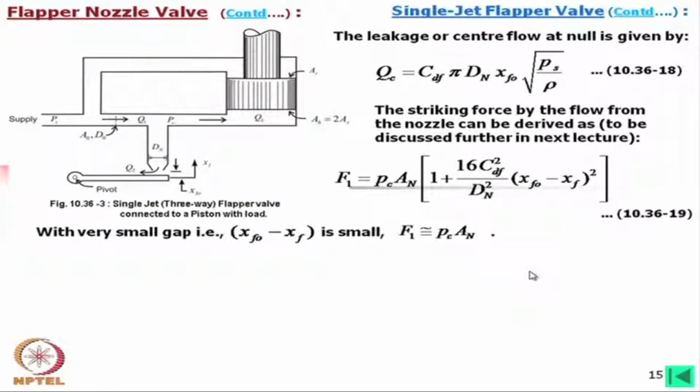With a very small gap, if we make this gap very small, that is in the null position, or even in operation while we are moving this XF in these directions, this gap is being reduced. Then for a very small gap, we will find F1 is equal to P c into A n. What is A n? A n is simply this area, not the curtain area.